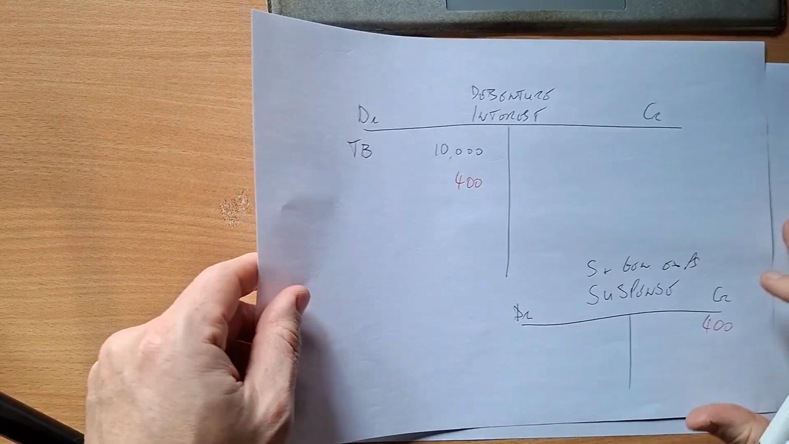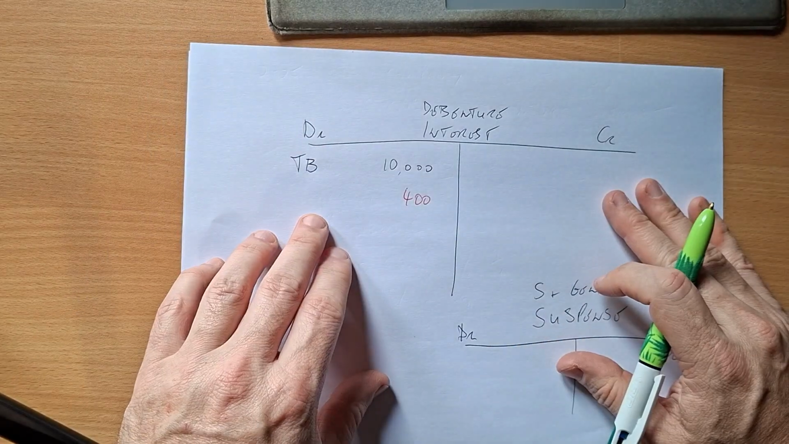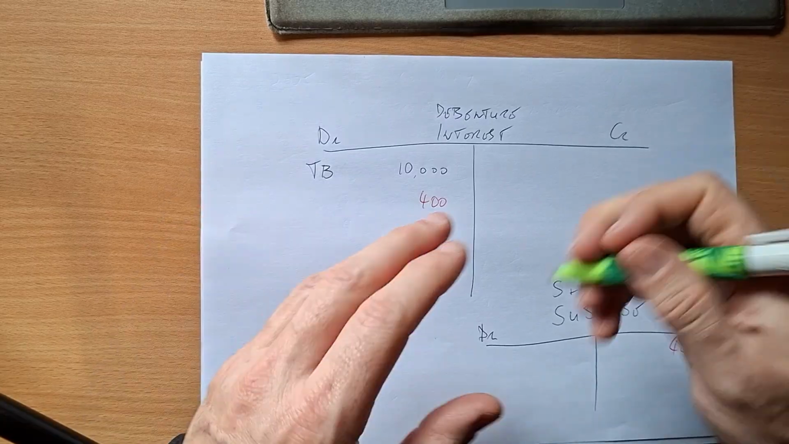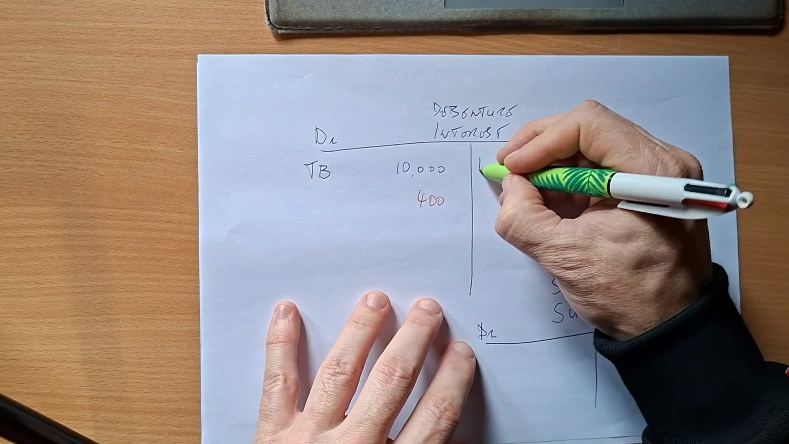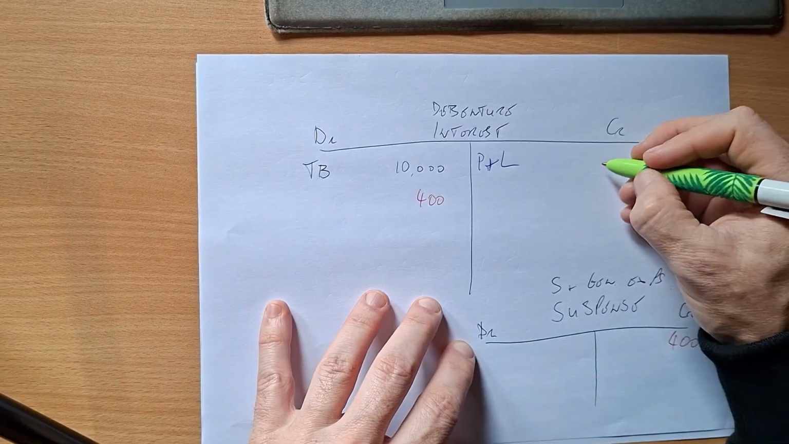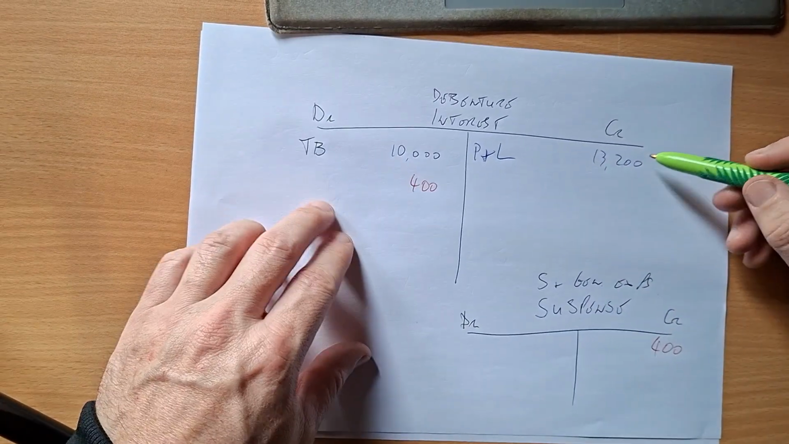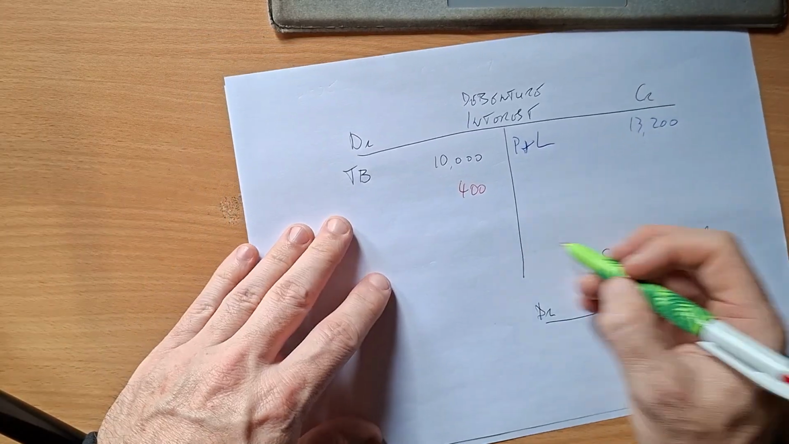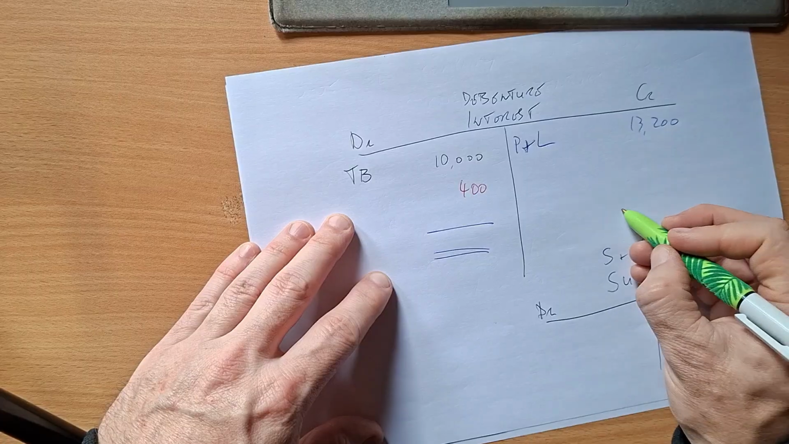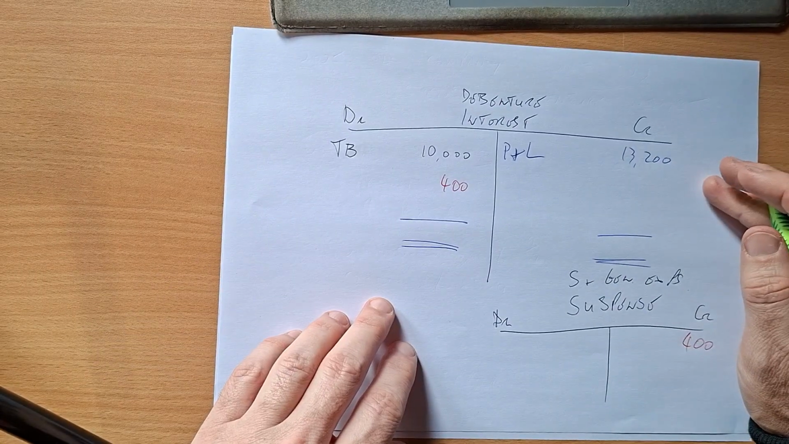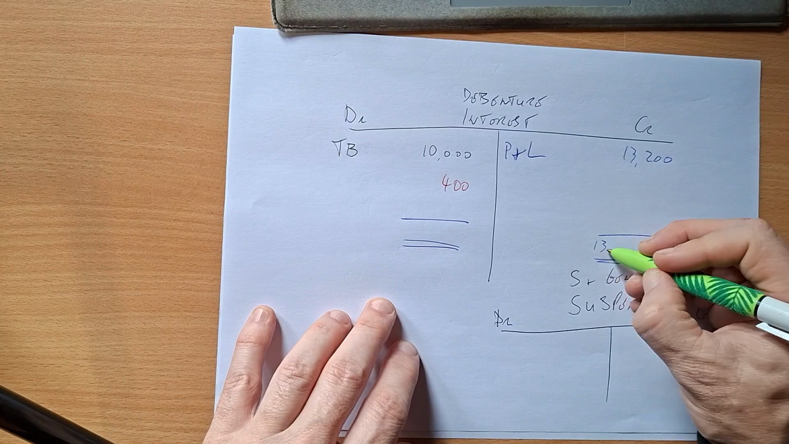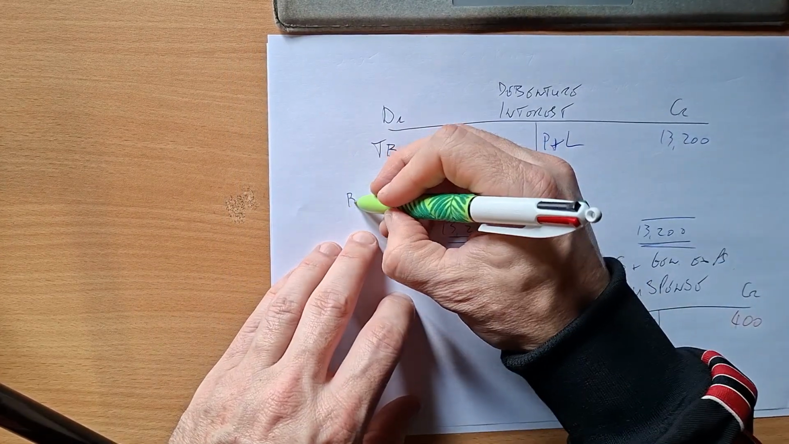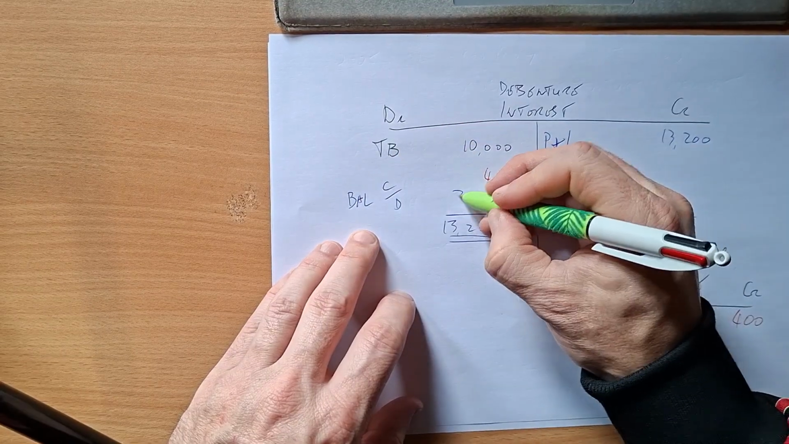So how do you present this in your debenture interest account? You'll be debiting your profit and loss account because it's an expense, but you'll credit this account with the full amount. So profit and loss account, 13,200. Now you have three figures sitting here, so you can close this account off. I'm going to end up with 13,200 on both sides. I'm missing a figure here, but of course, the balance carried down would be 2,800.